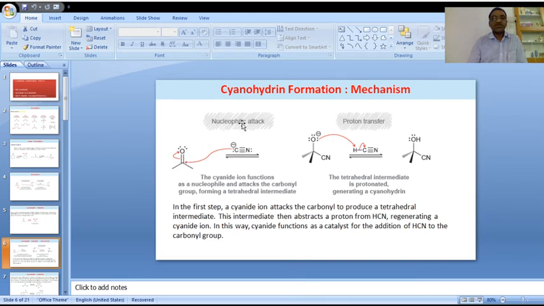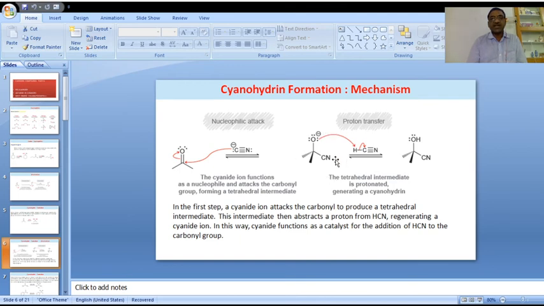It forms a tetrahedral intermediate after the attack of this cyanide. Is it clear? Tetrahedral intermediate. In the first step, cyanide attacks the carbonyl to produce a tetrahedral intermediate.